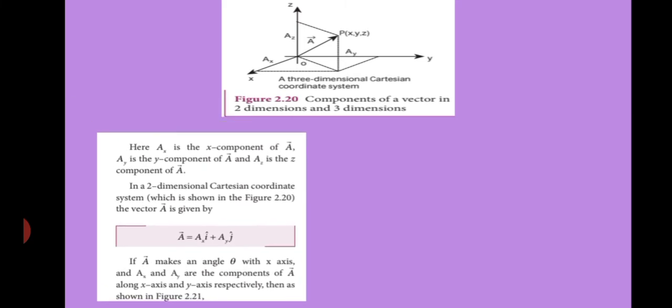Here Ax is the x component of the A vector, Ay is the y component of the A vector, and Az is the z component of the A vector. In a 2-dimensional Cartesian coordinate system, which is shown in the figure, the vector A is given by A vector equal to Ax i cap plus Ay j cap.